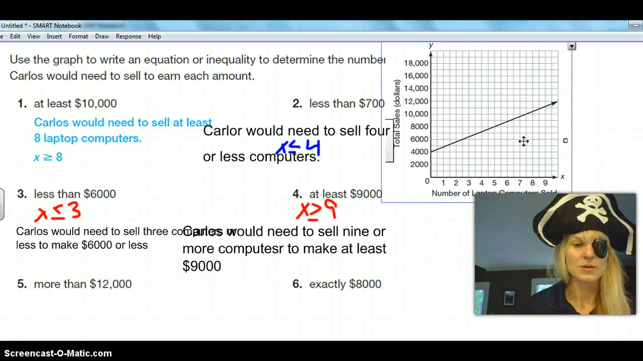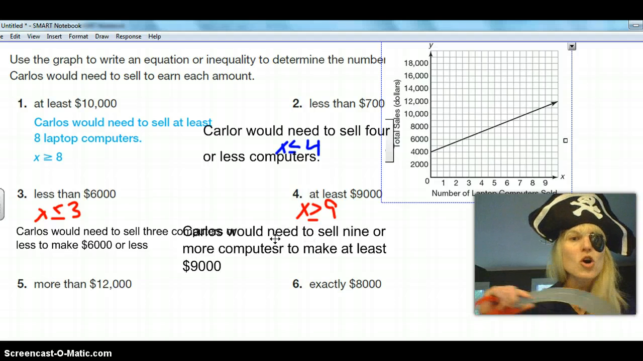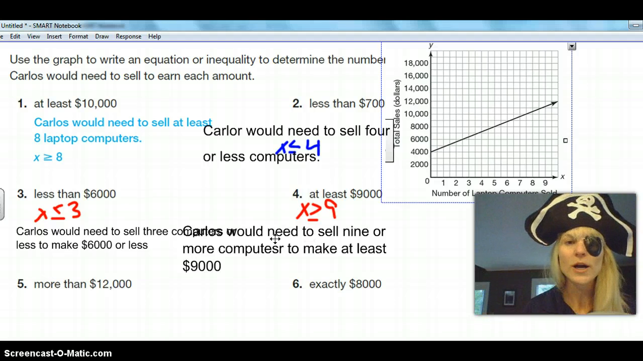So both things, you need to have the inequality and the written statement, or off with your head. You will be walking the plank. Mr. Cook will make you walk the plank tomorrow.